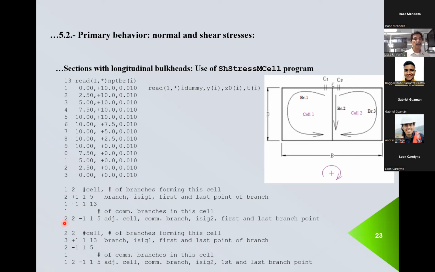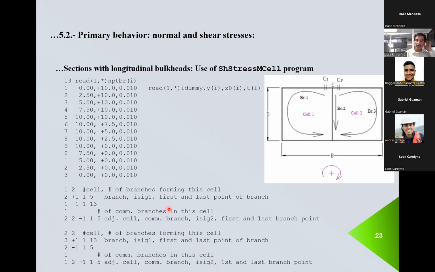That's the number of the cell. In this case, it's cell 2. This is branch 2, and this is because it's negative. And in this branch 2, we considered all 5 points, which define this common wall between these two cells.